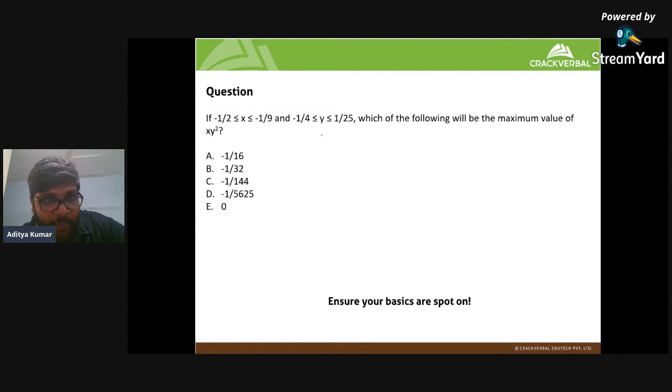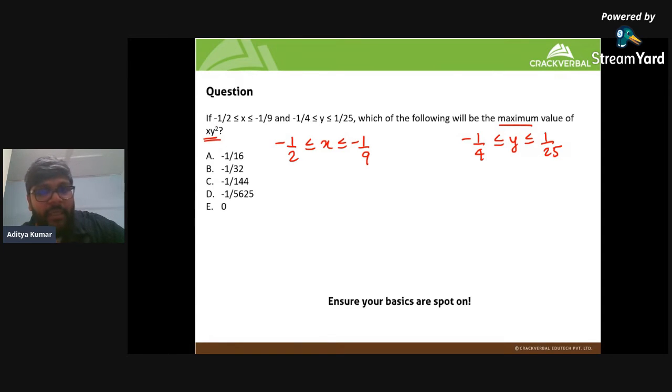So I have minus half is less than or equal to x, less than or equal to minus 1 by 9. And I have minus 1 by 4 is less than or equal to y, less than or equal to 1 by 25. And the question asks me, what is the max value of x into y square? Now it's asking me of x into y square, so instead of doing a two-step process of x into y, the fastest process would be to directly find out what would be the range for y square, since I've been given the range of y.